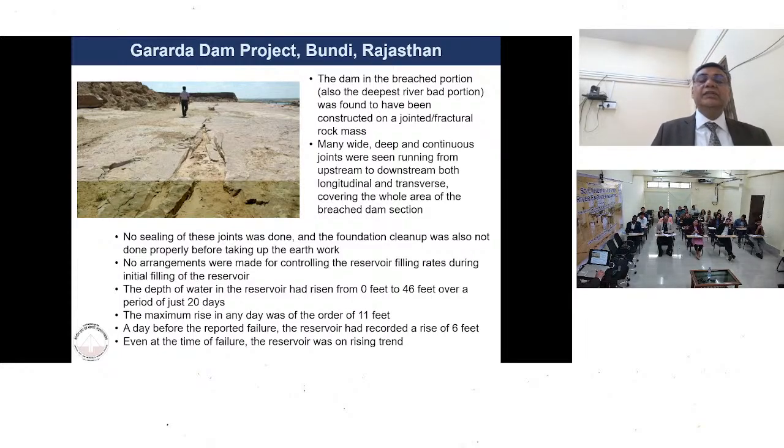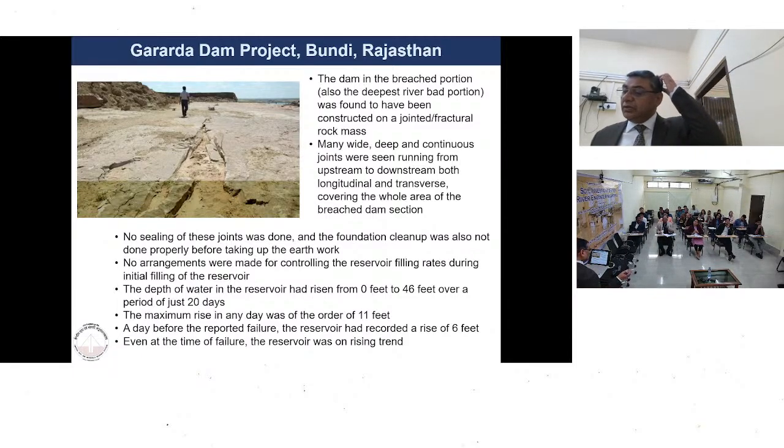A lot of investigations were done by CSMRS, and these are the cracks from the upstream to the downstream. Maybe these were the causes of failure. No proper grouting was done, no consolidation grouting was done, and there was no cut-off trench, nothing of those sorts which are there in the design.